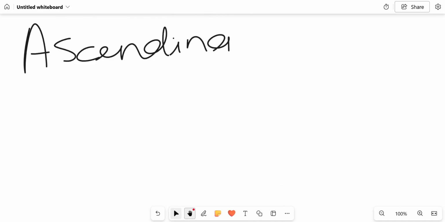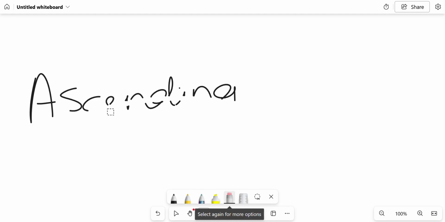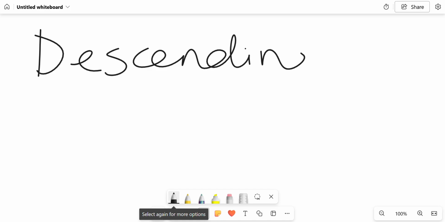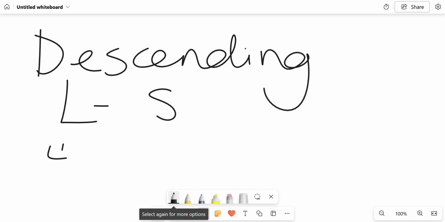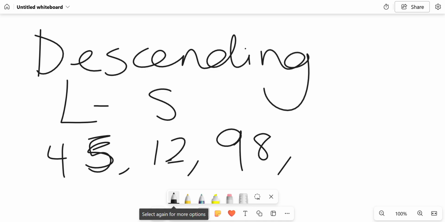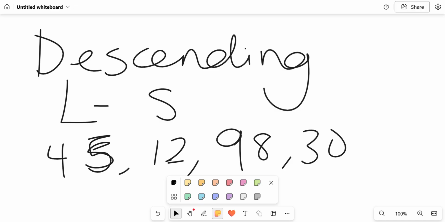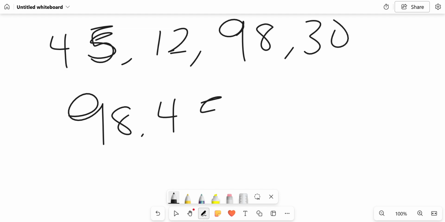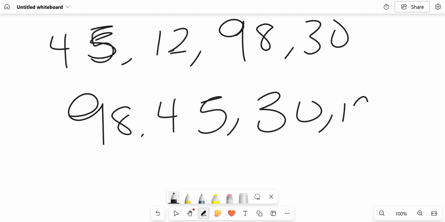Then the second type is called descending order, which is from the largest to the smallest. If we're given those same numbers, 45, 12, 98, and 30, to arrange them in descending order, it would be from the biggest, which is 98, 45, 30, and 12.